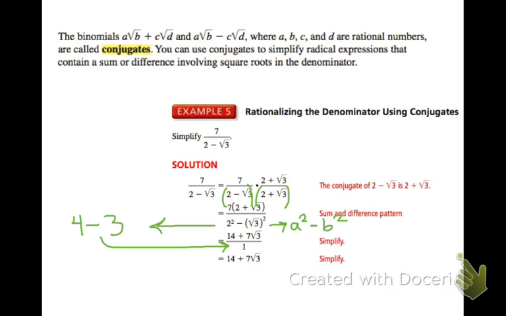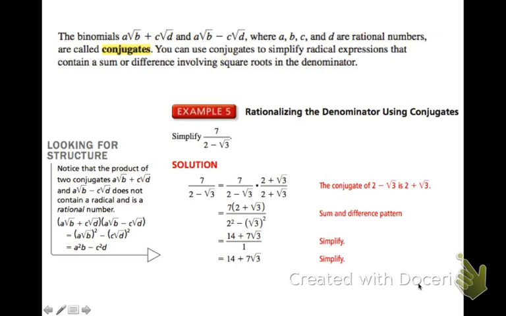So 14 plus 7 square root of 3. So we can go ahead and distribute 7 times 2 and 7 times the square root of 3. And since it's over 1, the final answer is simply whatever the numerator is. In this case, 14 plus 7 square root of 3. So again, this is the pattern that we recall, hopefully you do, from when we were working on our factoring unit.